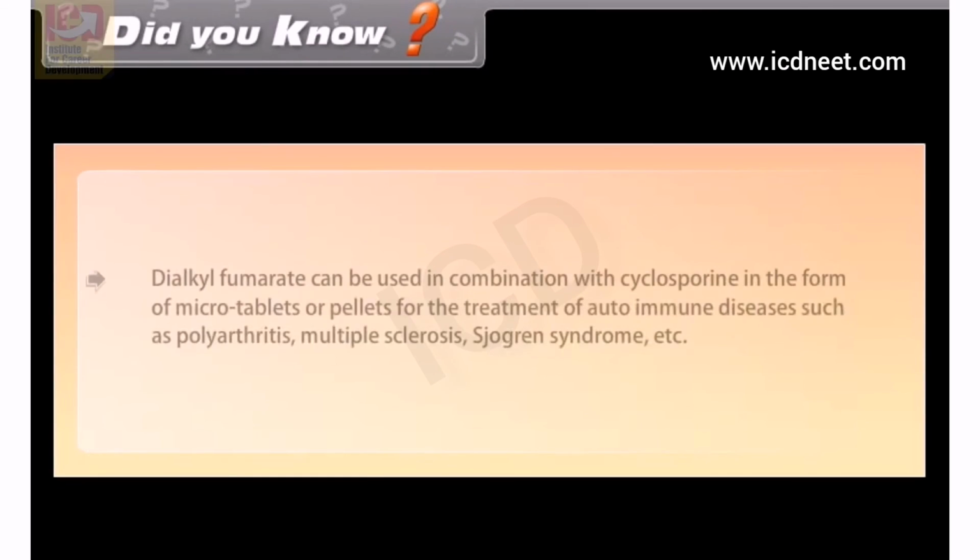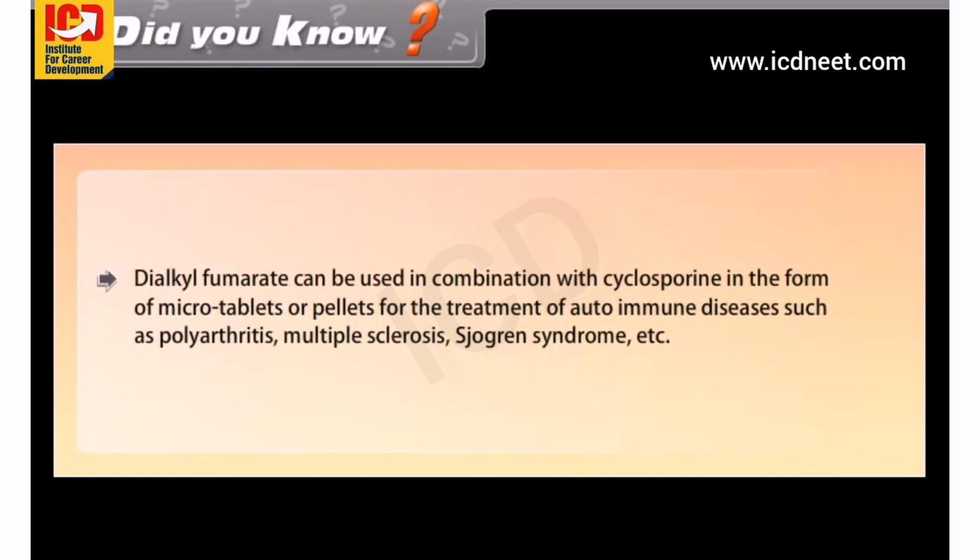Did you know dialkyl fumarate can be used in combination with cyclosporin in the form of microtablets or pellets for the treatment of autoimmune diseases such as polyarthritis, multiple sclerosis, Sjogren syndrome, etc.